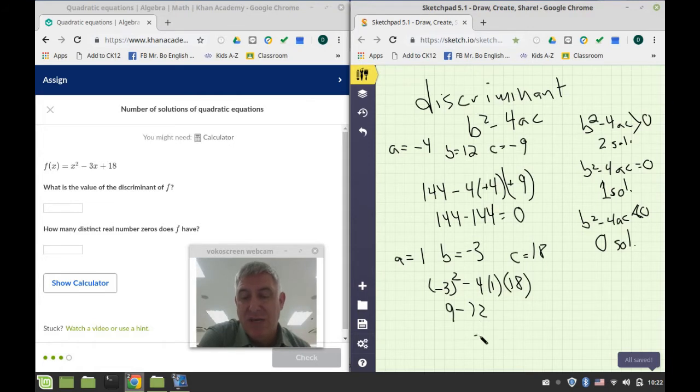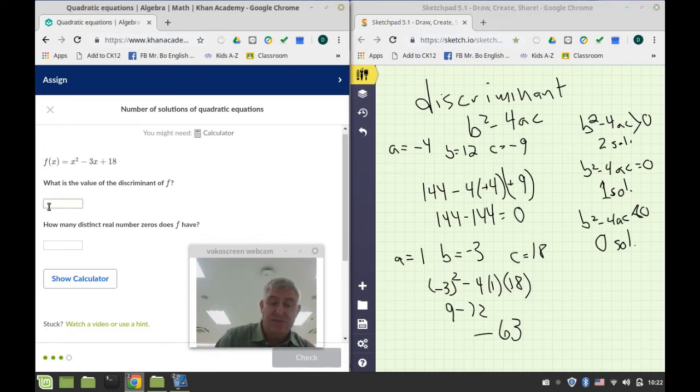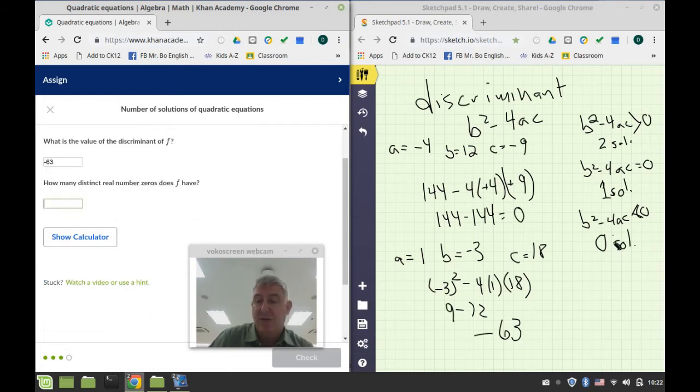Okay, but this is definitely a negative number. So let's see. I actually have to find it here. Okay, so it's -63. All right, so our value of the discriminant is -63. And how many distinct real numbers does it have? Well, we find that -63 is less than 0, so it has 0 solutions.